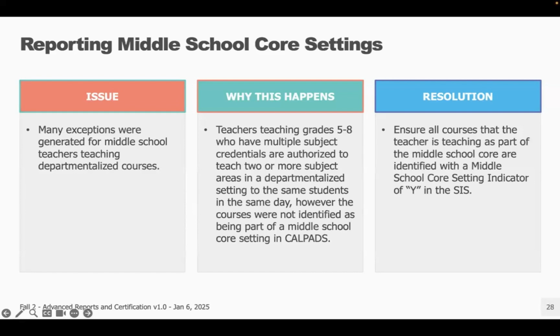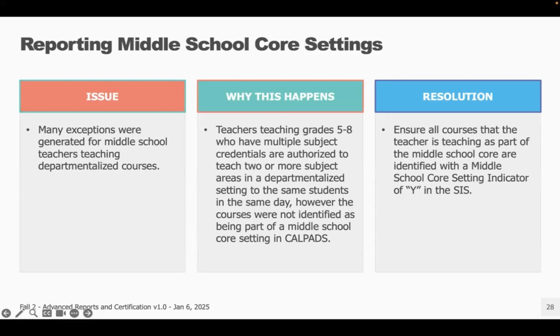Another area is reporting middle school course settings, and many exceptions were triggered for middle school teachers teaching departmentalized courses. And what happened was teachers teaching grades 5 through 8 who had multiple subject credentials and were authorized to teach 2 or more subject areas in a departmentalized setting to the same students in the same day. However, the courses were not identified as being part of the middle school course setting for them.